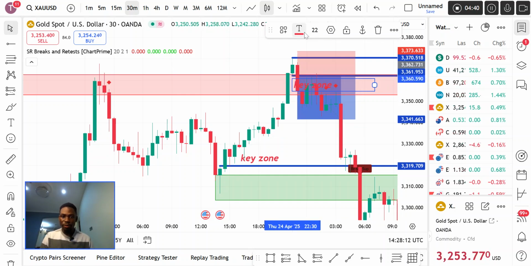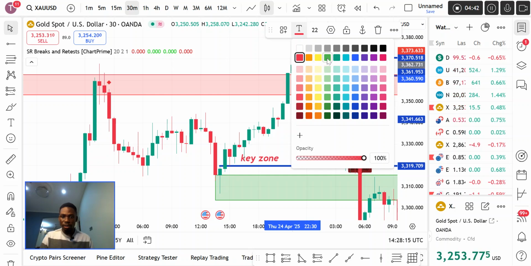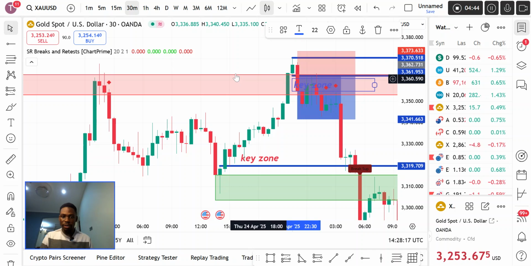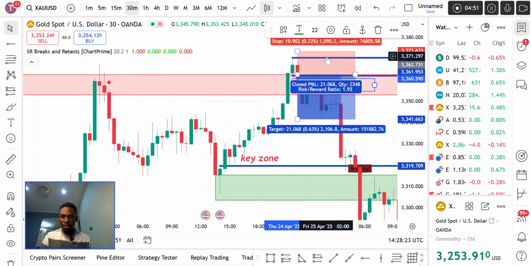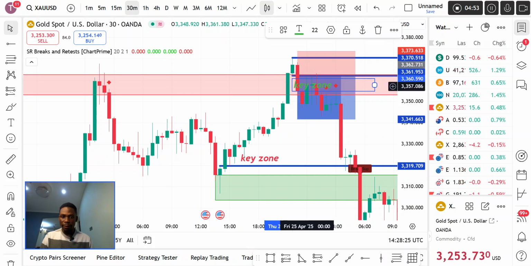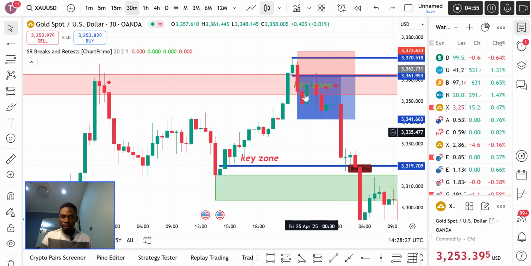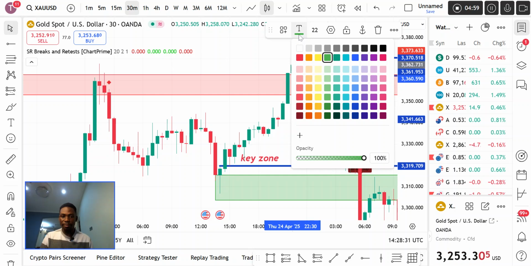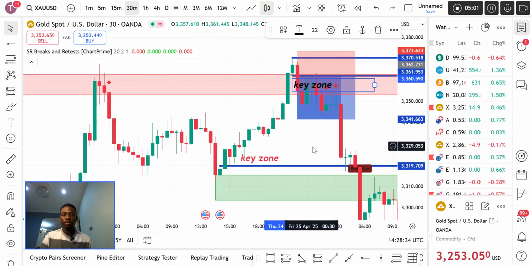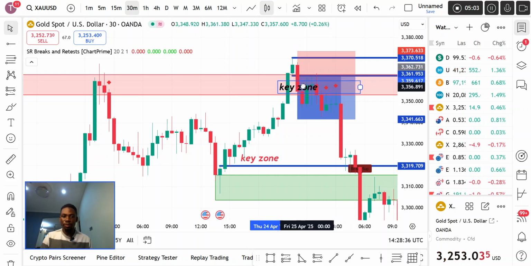Let me change the color to blue. Okay, so that you can see. No, blue is not good. Let me use green. Or let's say black. Yeah, black will do. Good, good, good. So now this place is now our new key zone.